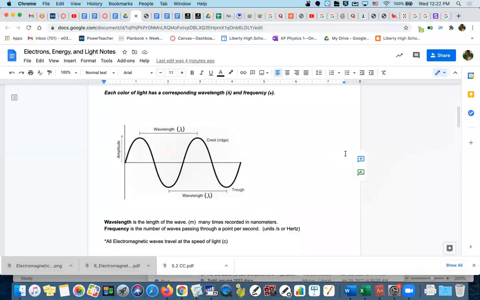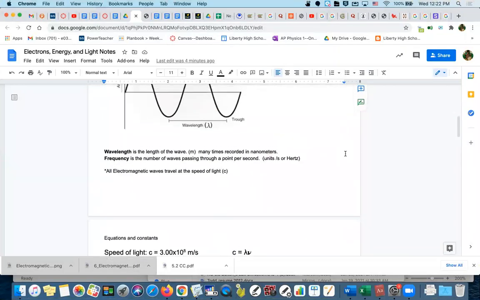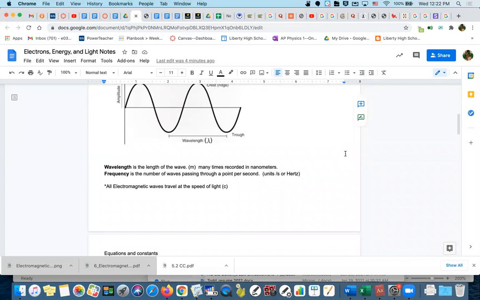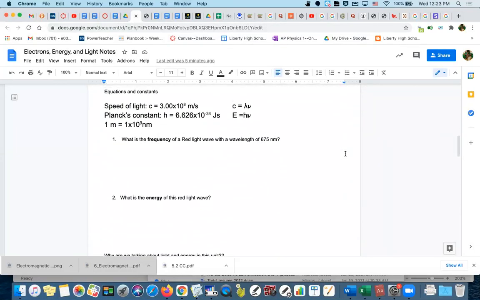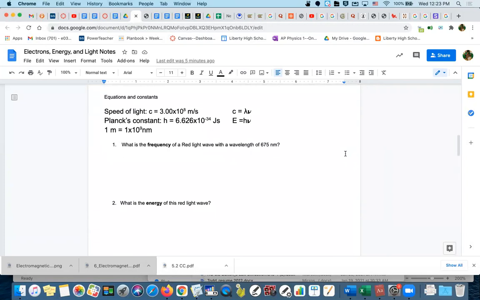Okay. Now, all of the waves we're going to talk about here are considered to be electromagnetic waves, and we'll fit into the electromagnetic spectrum. I'll show you that here in a little bit. All of these waves travel at the speed of light. So the speed of all these waves are the same, but what can change is the frequency and wavelength. Okay. Now, let me go ahead and show you some equations and constants, and I'm going to kind of work through a couple problems that we want you to be comfortable with. First of all, the speed of light is 3.00 times 10 to the 8th meters per second. So that's pretty fast.